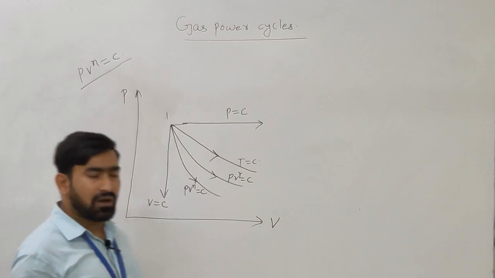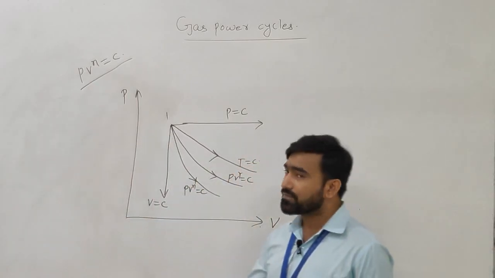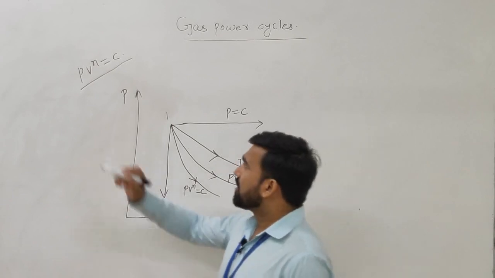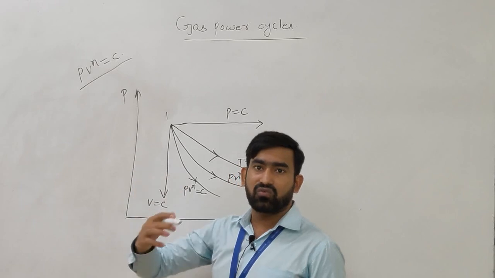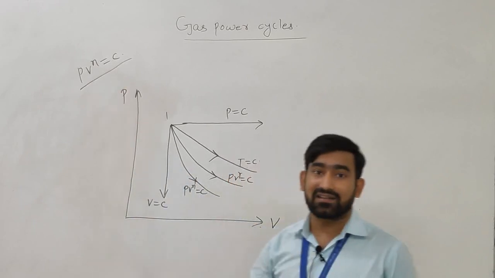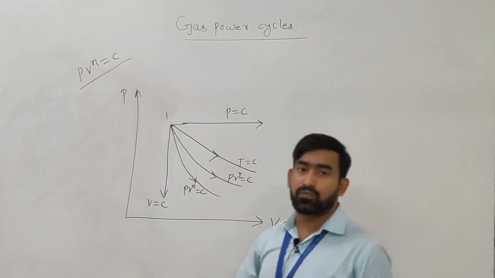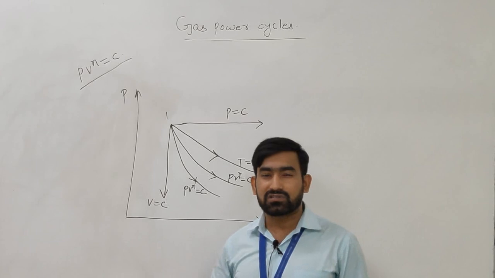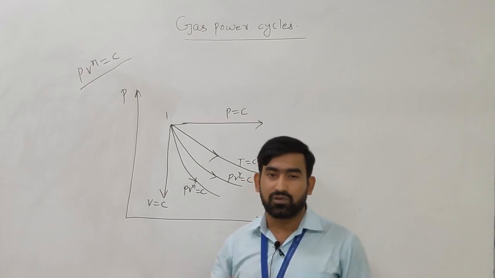Upon this equation, PV to the power n equals constant, we will put the value of n as 0, 1, 2 and infinity, and according to this diagram we will decide whether it is an isothermal process, adiabatic process, polytropic process, constant pressure process or constant volume process.